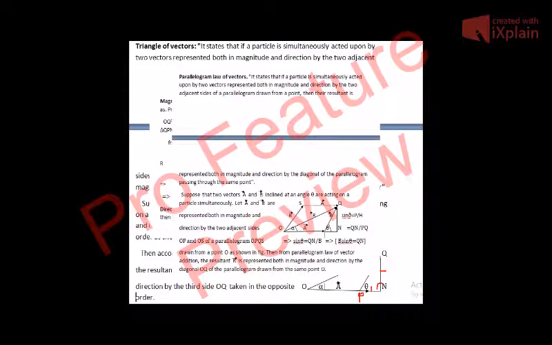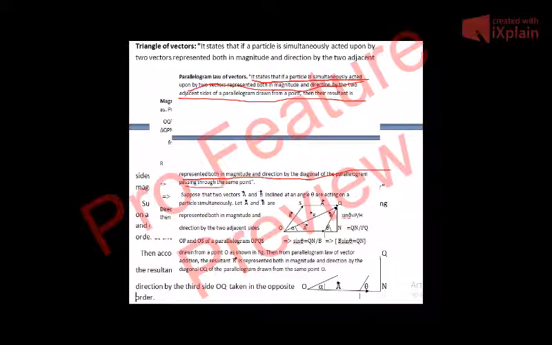For getting the direction of R, we have to know the magnitude of A, the magnitude of B, and the angle theta between them. So now we will discuss the parallelogram law of vectors. First we take its statement. It states that if a particle is simultaneously acted upon by two vectors represented both in magnitude and direction by the two adjacent sides of a parallelogram drawn from a point, then their resultant is represented both in magnitude and direction by the diagonal of the parallelogram.